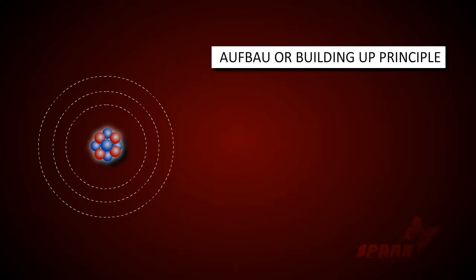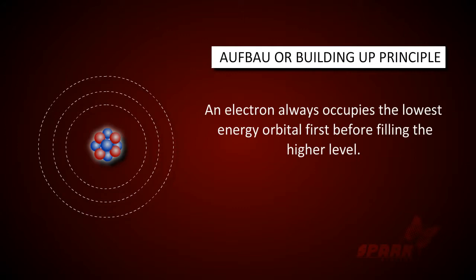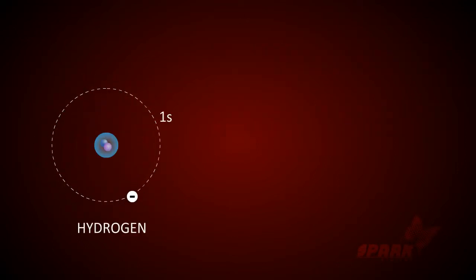According to this principle, an electron always occupies the lowest energy orbital first before filling the higher level. For example, an electron always occupies 2s, the lower energy orbital, first, instead of the higher 3s orbital. The Aufbau or building up principle can be explained with the example of the hydrogen atom. Hydrogen has one electron. This electron enters the 1s orbital, which has the lowest energy.